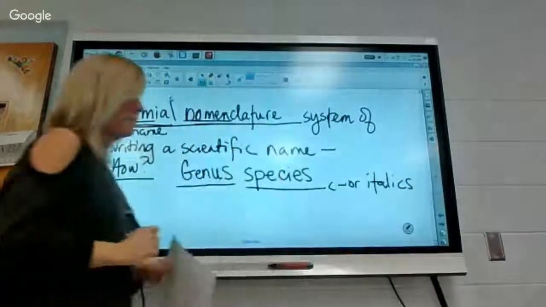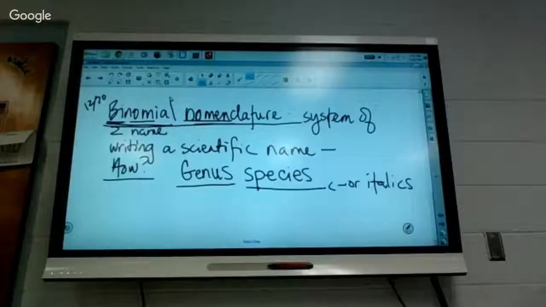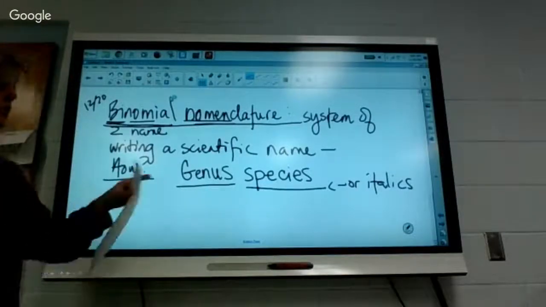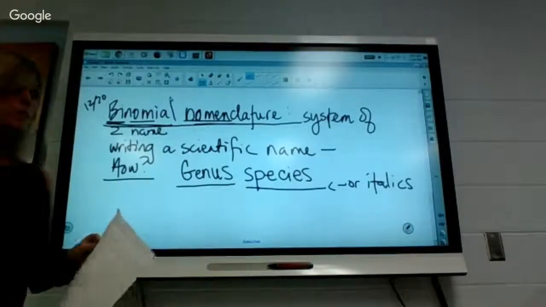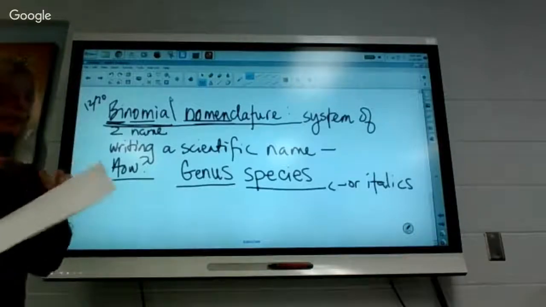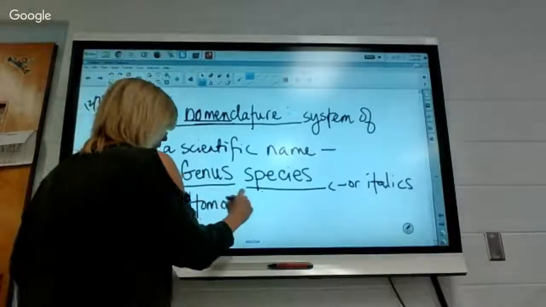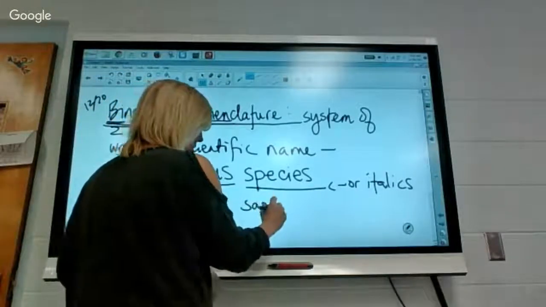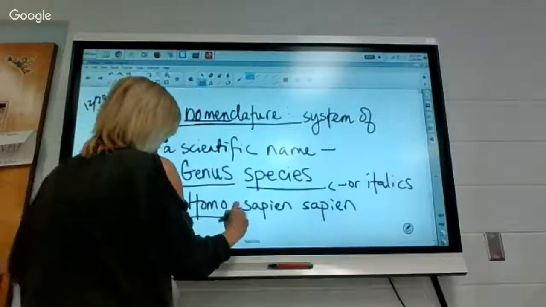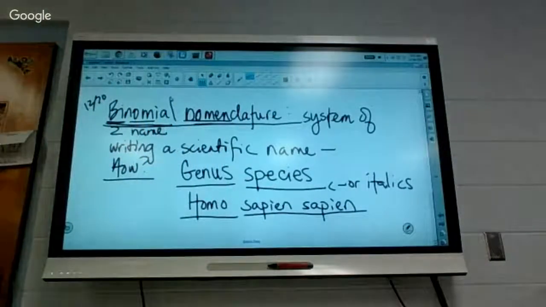So you either have to italicize it or you underline it. Usually we don't write in italics, so when we're writing a scientific name, we just underline it. But most of the time when you're reading it, on a worksheet or in a book, it'll be in italics. So here's our scientific name, Homo sapiens. Sometimes you may see it written with another sapiens, and other times not. But that's how you would properly write our scientific name.